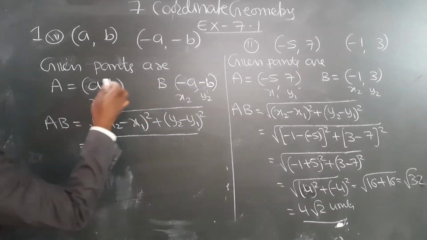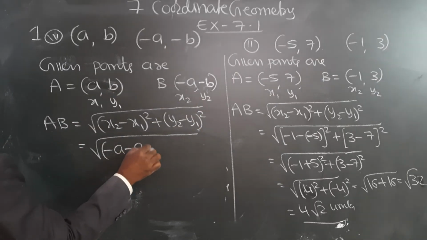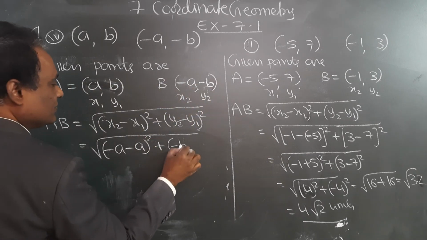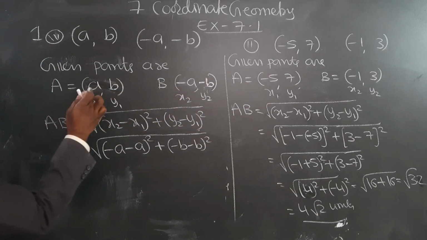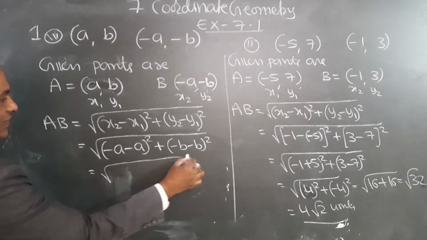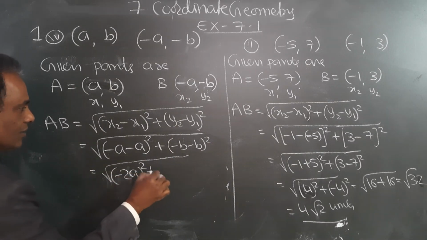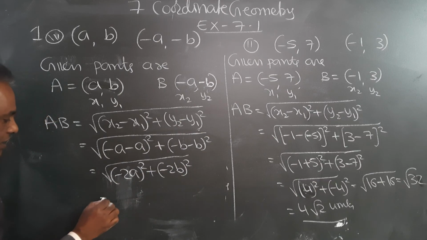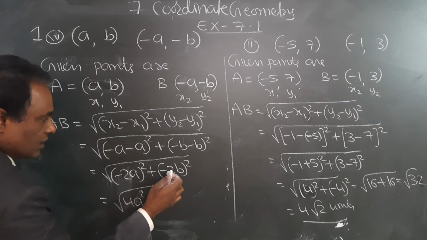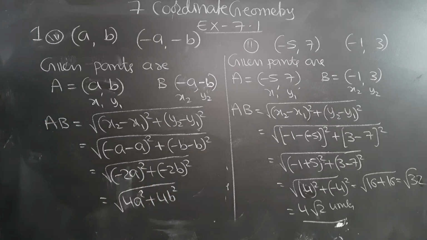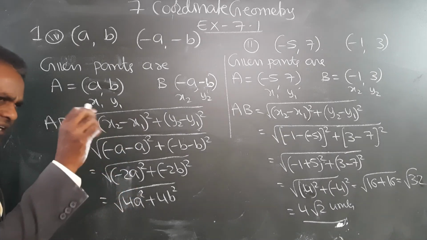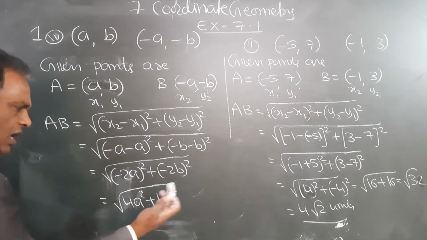Root of x2 minus x1 whole square plus y2 minus y1 whole square. Minus A minus A is minus 2A, minus B minus B is minus 2B. So minus square means plus, 2 square is 4A square. Here also 2 square is 4B square. This is the answer. In the answer it may be simplified further, but no need. It is not that we should get a particular simplification.